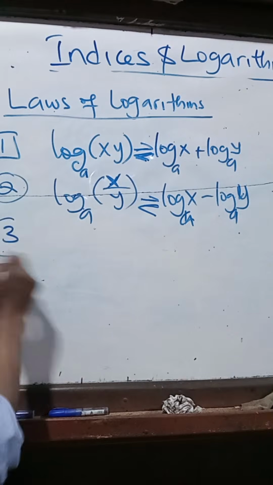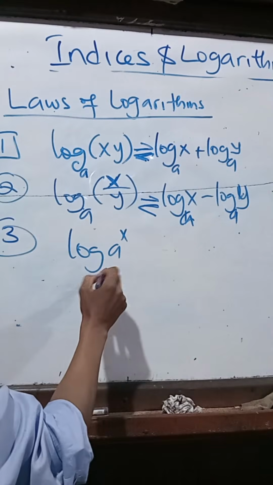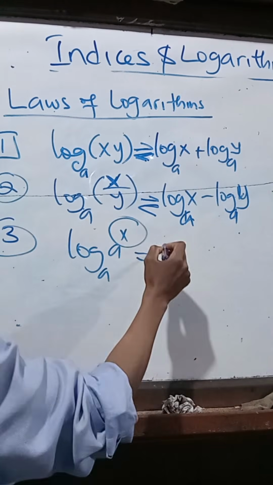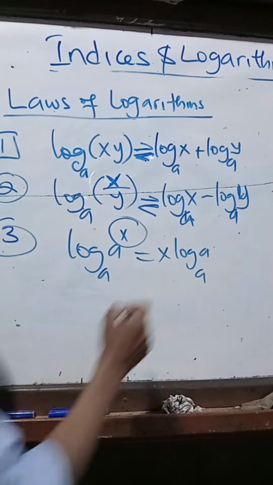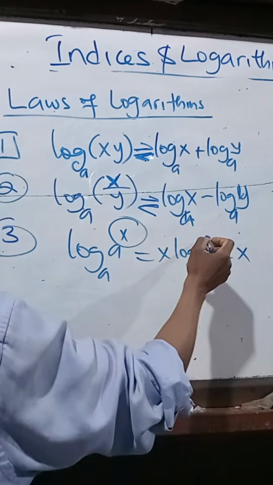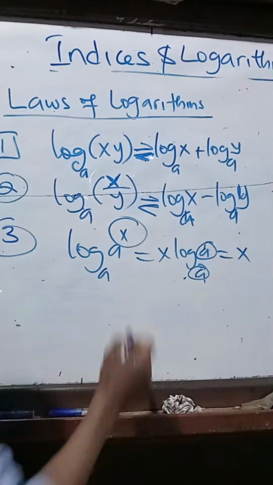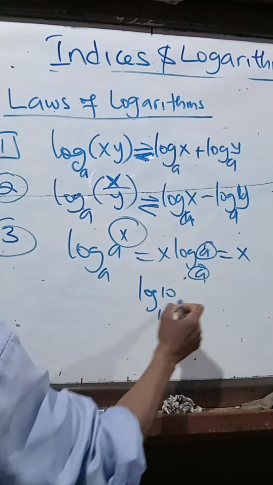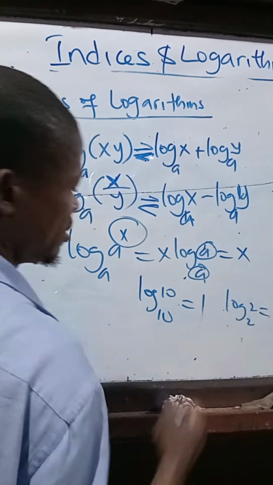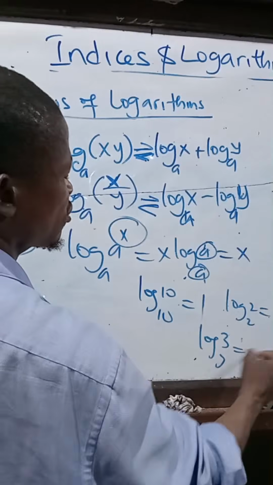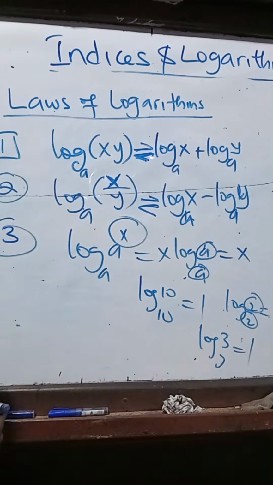Another one again: if you have log of A to the power x, base A, the power will go to the front. Then you have x times log A base A, and that will give you what? When your logarithm and the base are the same, it's going to give you 1. Log 10 base 10 is 1. Log 2 base 2 is also 1. Log 3 base 3 is also 1. So once the logarithm and the base are the same, it is equal to 1.